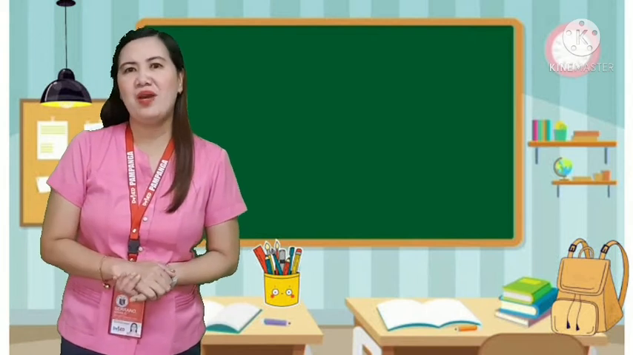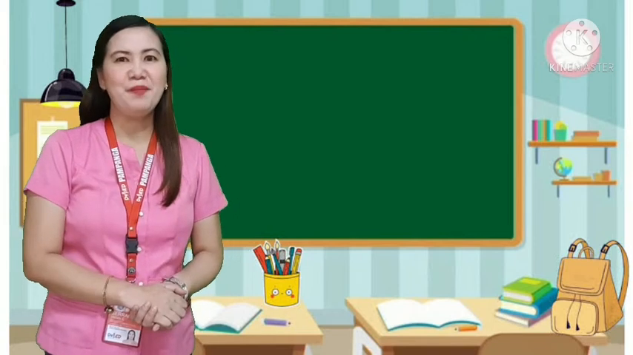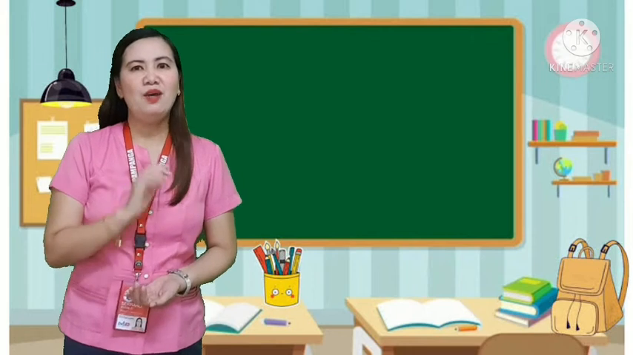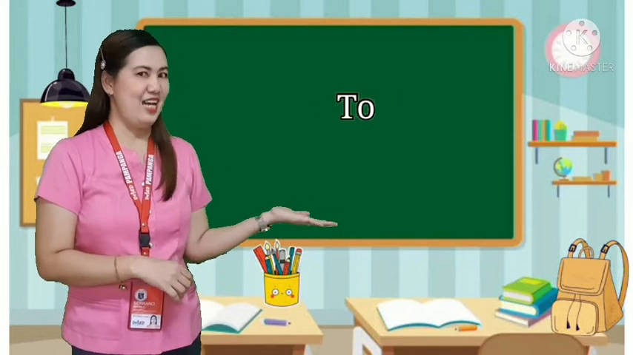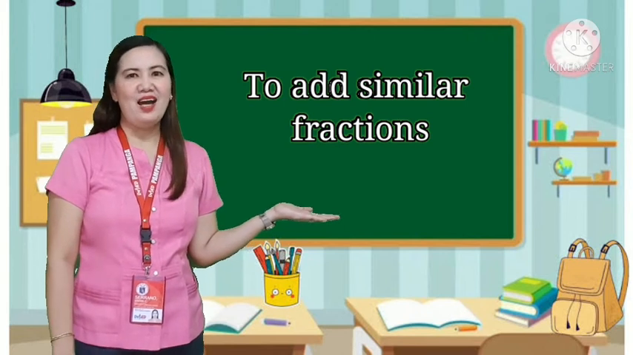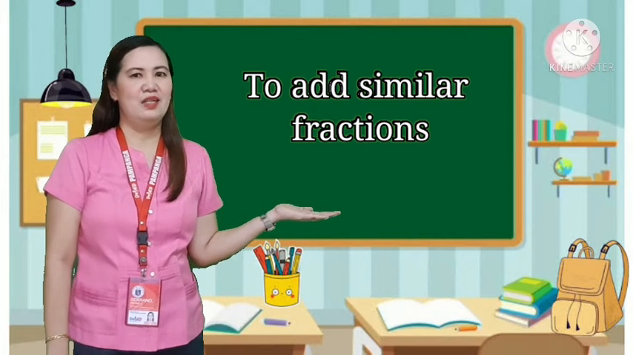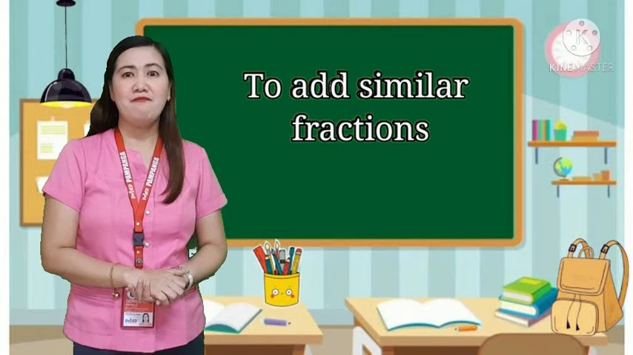Now, I have a question. How do we add similar fractions or mixed fractions without and with regrouping? Okay, correct. To add similar fractions, you add the numerators and copy the denominator. Reduce the answer to lowest term if possible.